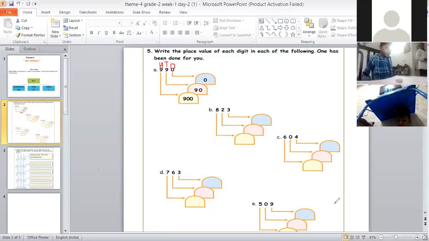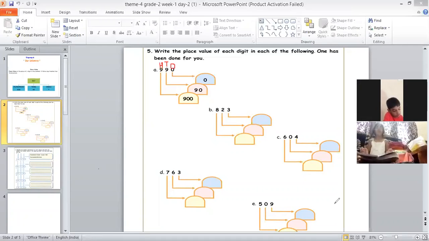Now we'll move to the second bit, that is bit number B. Okay? Zaid, you tell me the answer for bit number B. Read that question first. 823. Yes, the number is 823. So tell me, okay, we'll start from downside. We'll go from bottom to top. First we have to write for this 8. What shall we write here? 800. Very good.